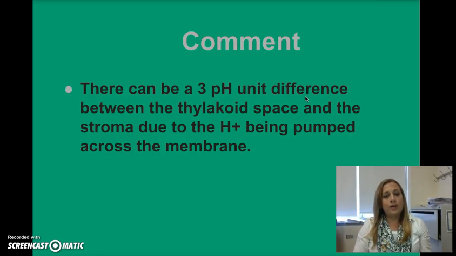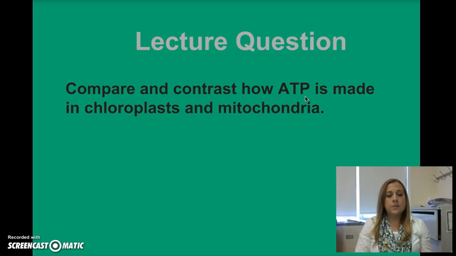So just a quick comment, there can be a pretty drastic pH difference, like a 3 pH unit difference between that thylakoid space and the stroma, and again, you're looking at these hydrogen ions being pumped across the membrane to cause that pH difference.